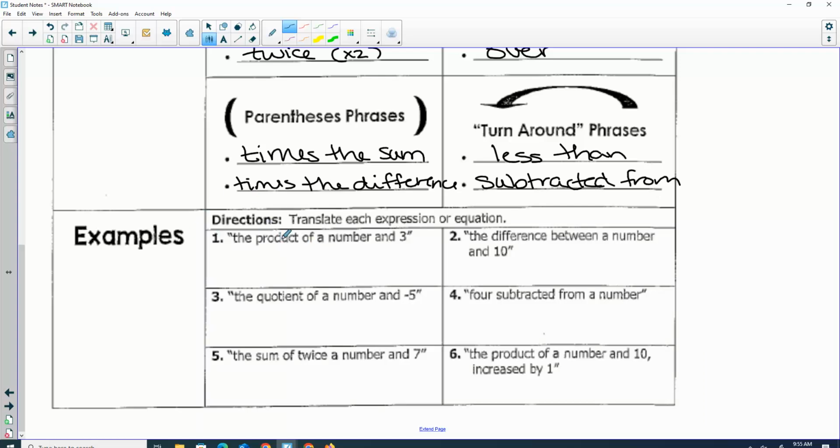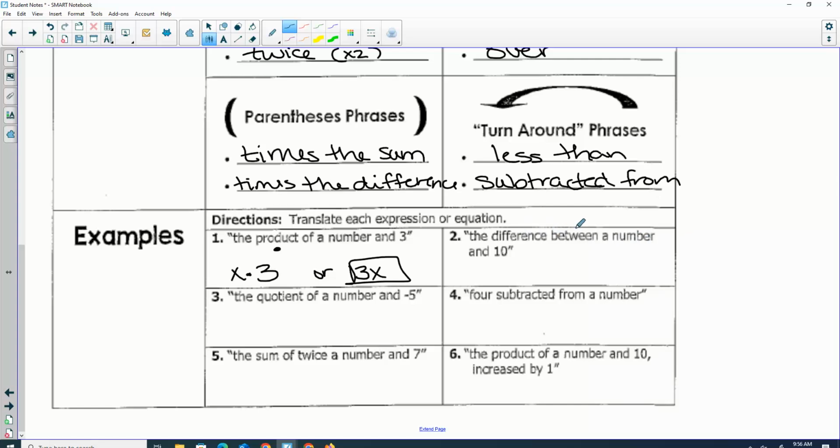If I see the product, what does product mean? Multiplication. A number and 3. So I am multiplying a number and 3. Could I write X times 3? Is there another way we can write that? 3 times X. Does it matter which one? No, as long as you have one. It's probably more common. We usually see the number in front, but it doesn't matter. If you put the other one, it would still be correct.